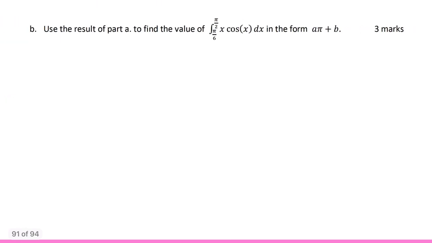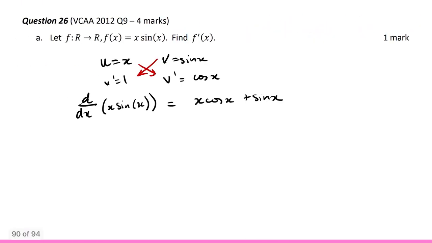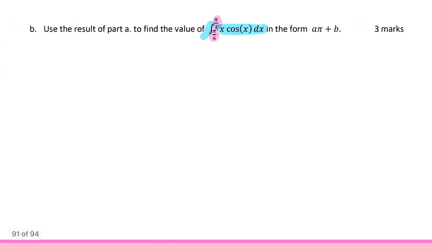All right, so what it now says is use the result of part A to find the value of this in the form a pi plus b. So that's just to help me there with my answer. There's a couple of parts to this. The first thing is it wants me to integrate x cos x, which I can't do, and then I will need to substitute in the boundaries. But the fact that they've given me this for part A indicates that I should be able to recognize something in here that is similar to this. Then once I have an integral for it through recognition, I can then go ahead and sub in the boundaries.